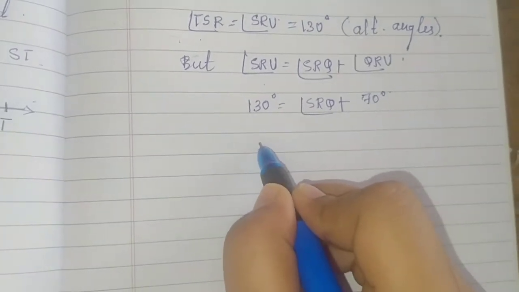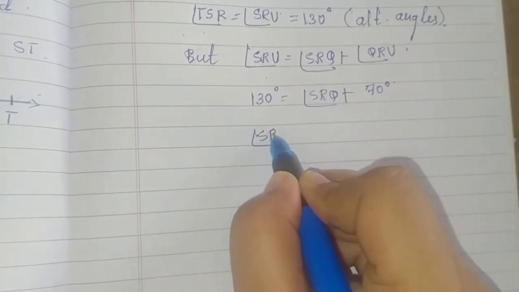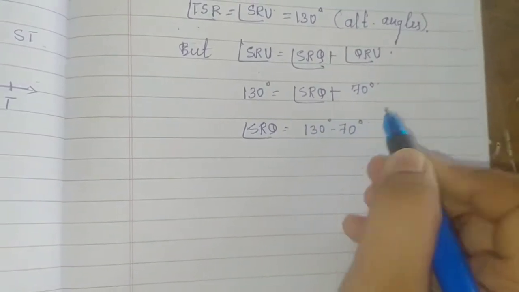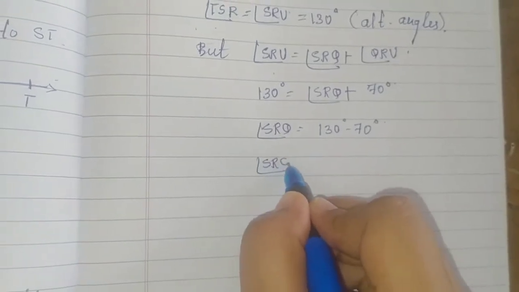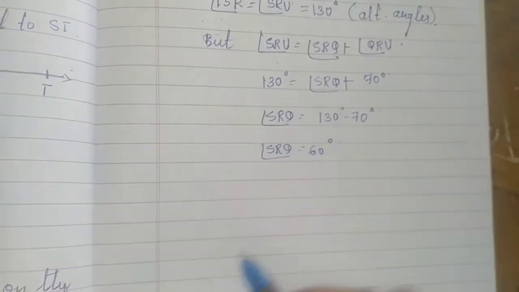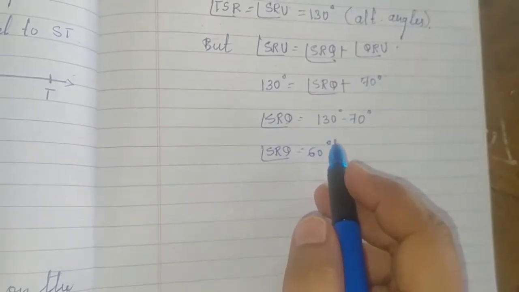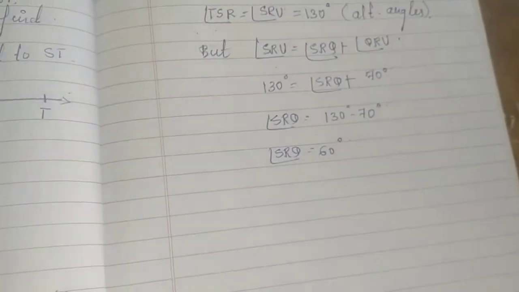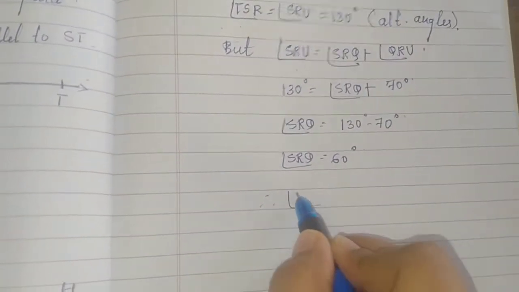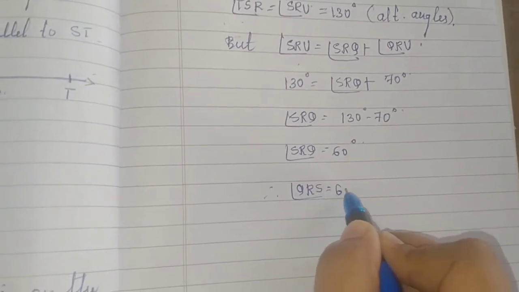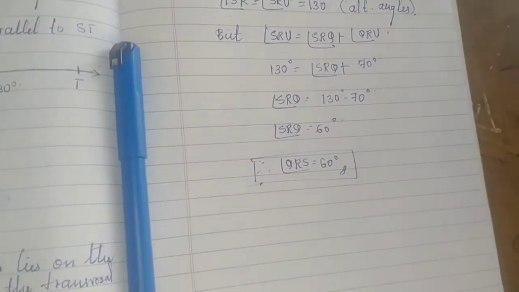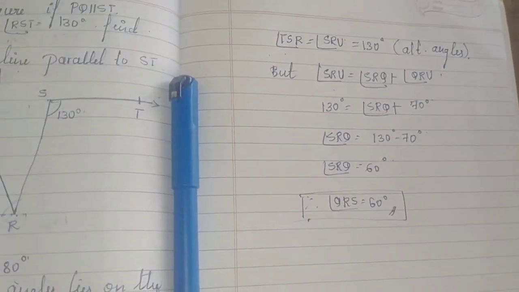So angle SRQ is equal to 130 degrees minus 70 degrees. Therefore angle SRQ is equal to 60 degrees. What they have told us is to find angle QRS. Angle QRS and angle SRQ are both the same. So for that sake the angle QRS value is 60 degrees. So this is your fourth question from the exercise.